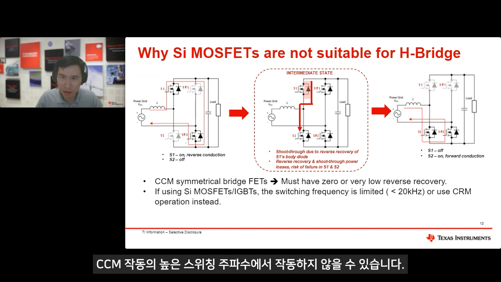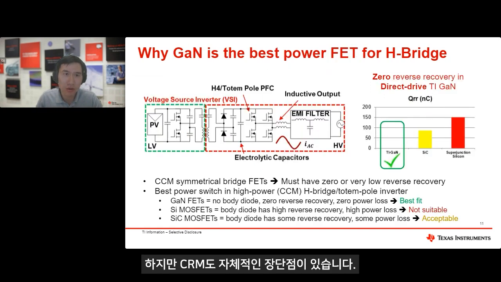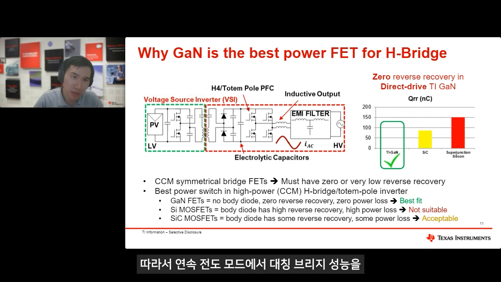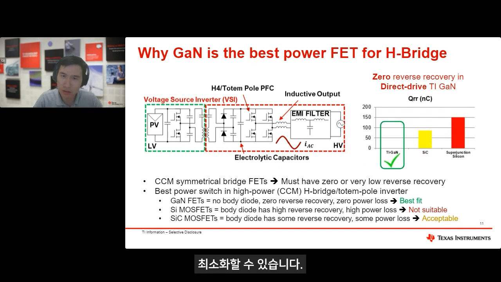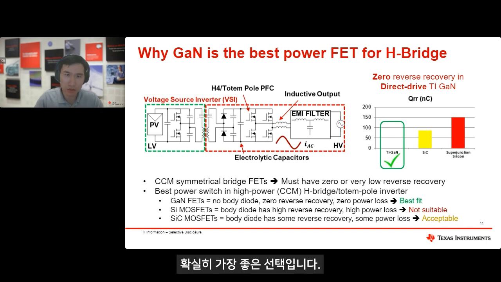With CCM operation, using CM is possible, but CM also has its own trade-off. For GaN, you do not need to worry about that because the GaN FET itself doesn't have any reverse recovery loss. That can minimize your symmetrical bridge performance in continuous conduction mode. For silicon carbide, although the reverse recovery is small, it's not as good as GaN. So GaN is definitely the best choice in these H-bridge based solutions.